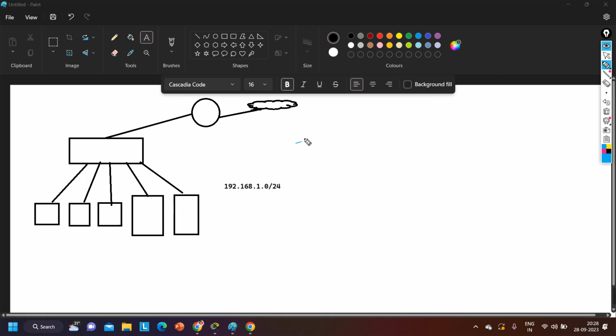Okay, guys, so we have three formulas. First one is number of networks. So in this scenario, can anyone tell me how many networks are there? Only one network is there. How many networks can we design from class C? Okay, leave it. How many networks can we design from class A? Guys, for class A, how many network bits are there? 8 bits. That means we can design 2 to the power 8 networks.